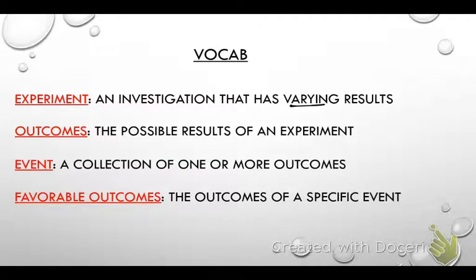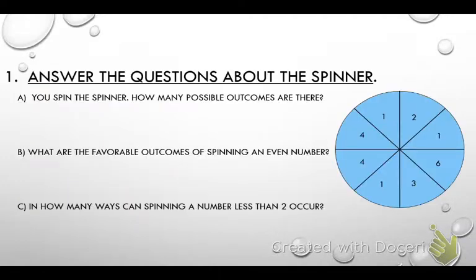Next up, an event is a collection of one or more outcomes, and then favorable outcomes, we'll talk a lot about today, are the outcomes that come from a specific event that you were doing an experiment for. So let's talk about this, and we're going to answer some questions about the spinner that you see pictured here on the board. Problem A, you spin the spinner. How many different possible outcomes are there?